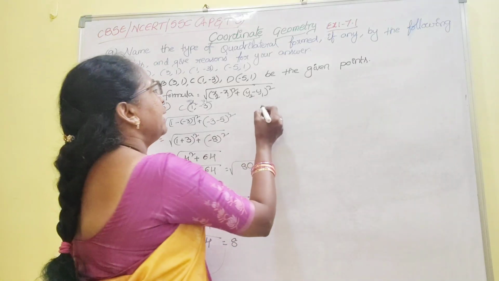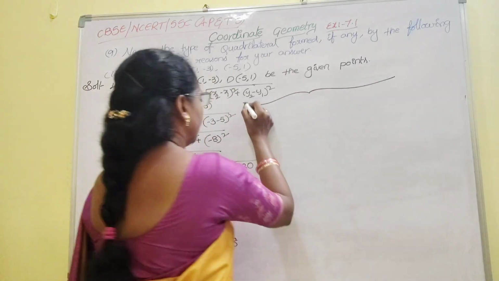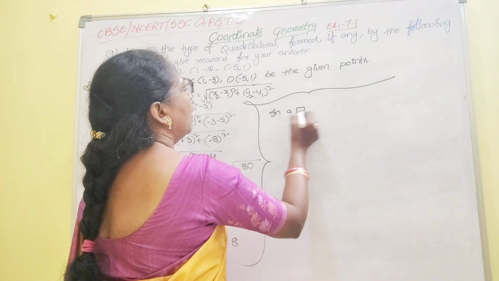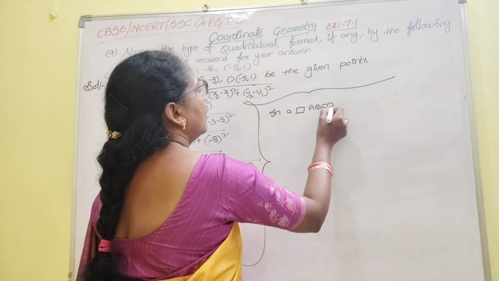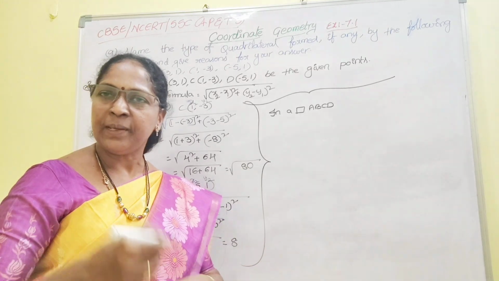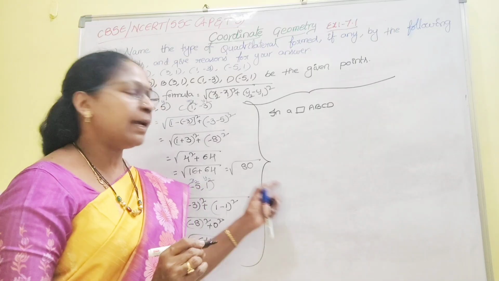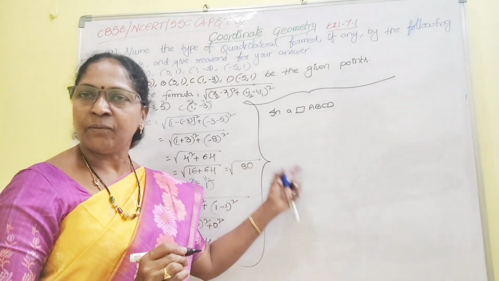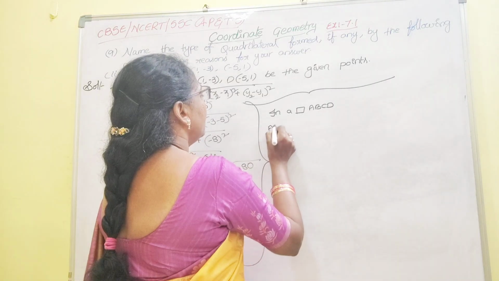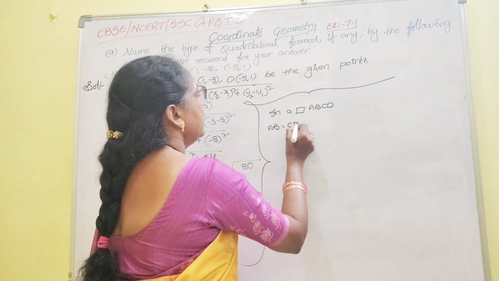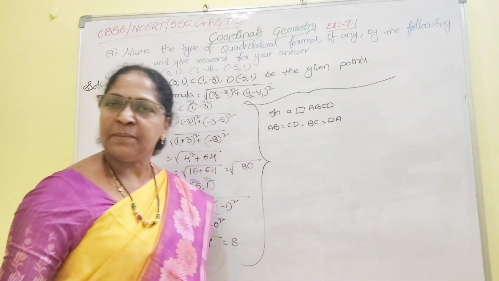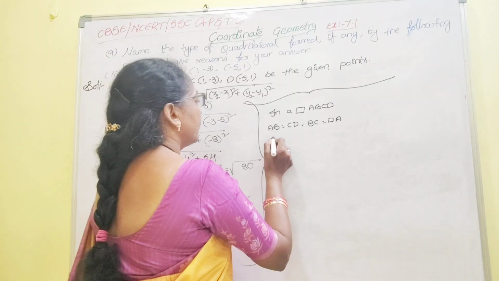In a quadrilateral ABCD, two pairs of opposite sides are equal but the diagonals are not equal. So hence we can conclude that it is a parallelogram. In it, AB equals CD and BC equals DA. That means opposite sides are equal.